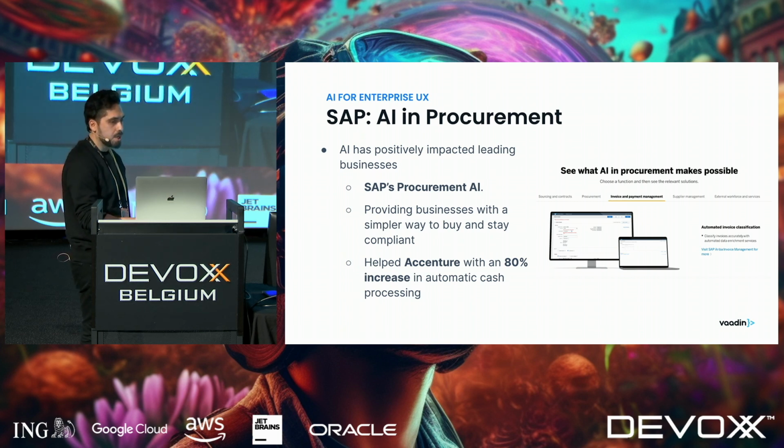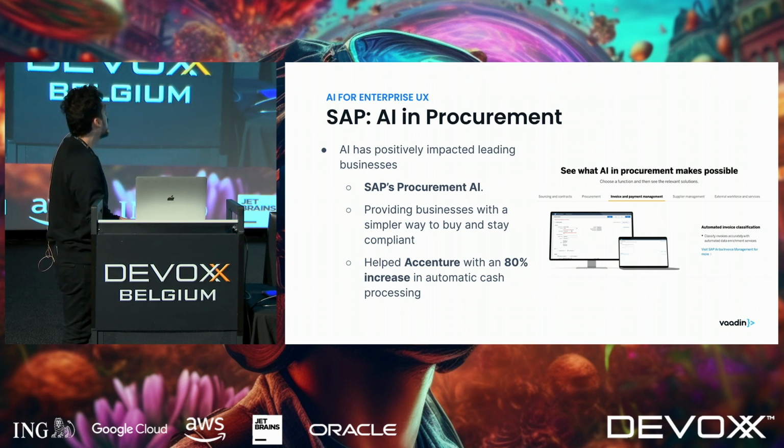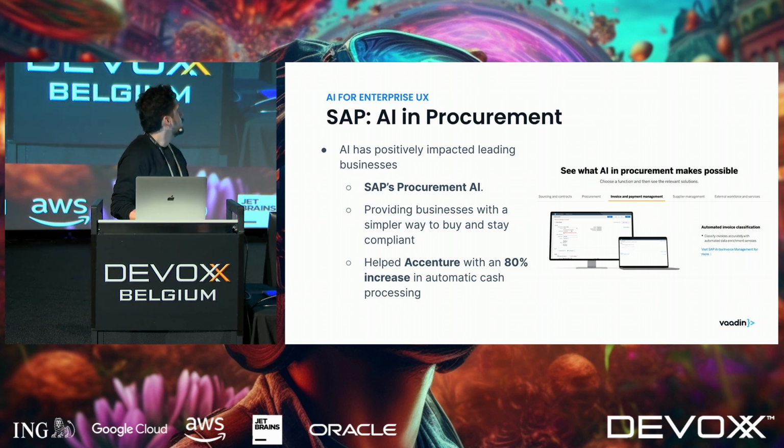We even have big companies in the picture where we already get advantages of the AI. For example, we have SAP, who has this case, and they helped Accenture to increase the automatic cash processing by major percentages.